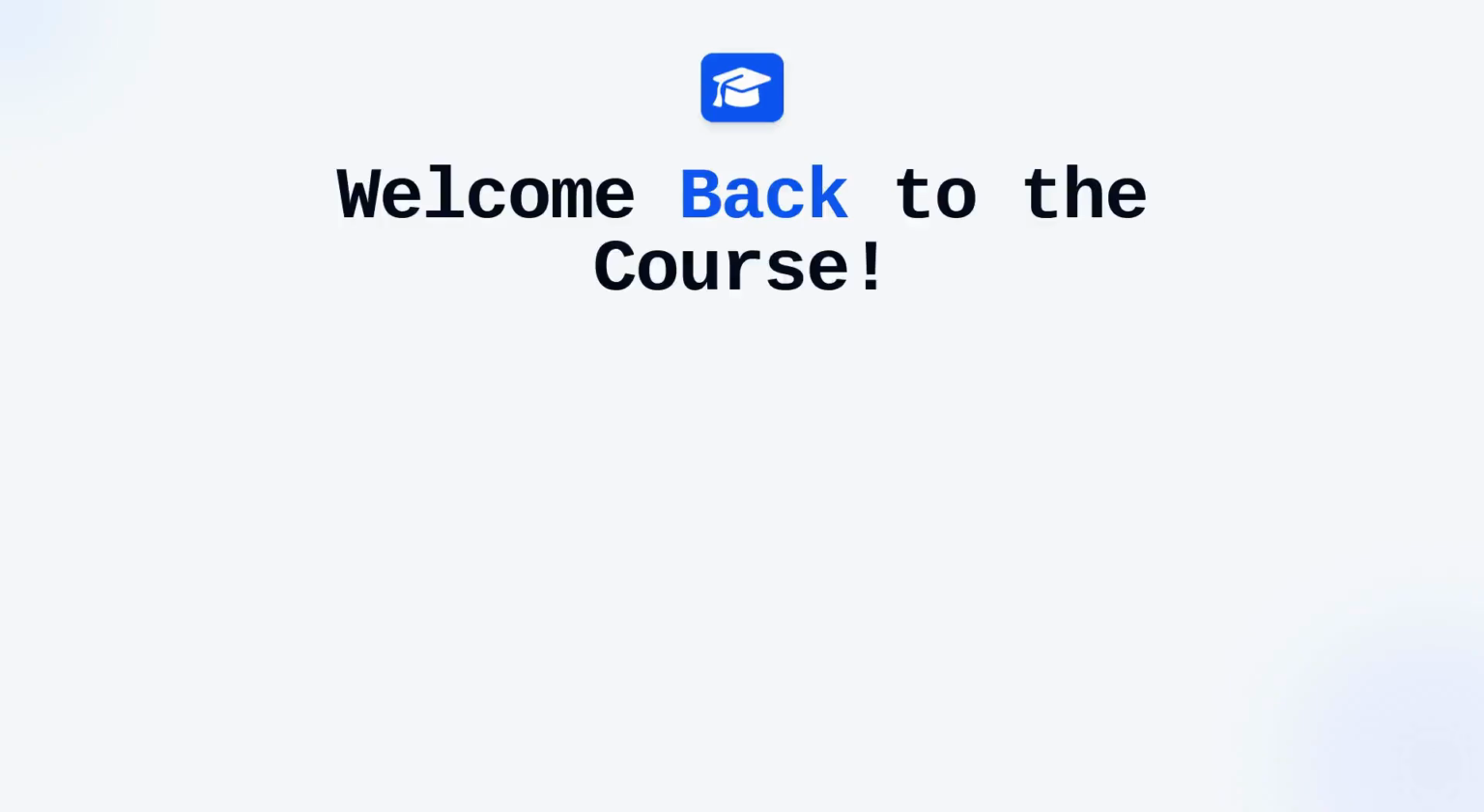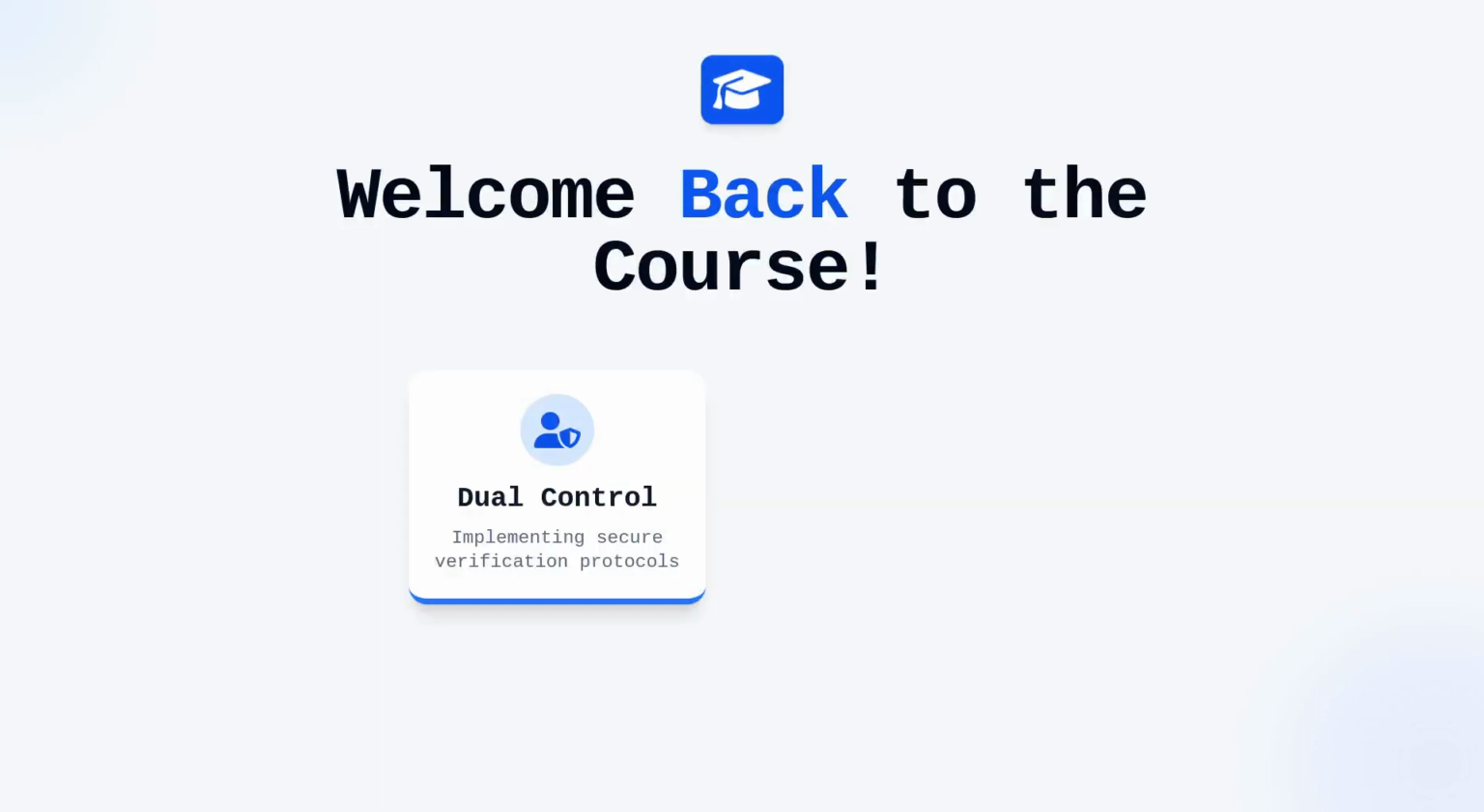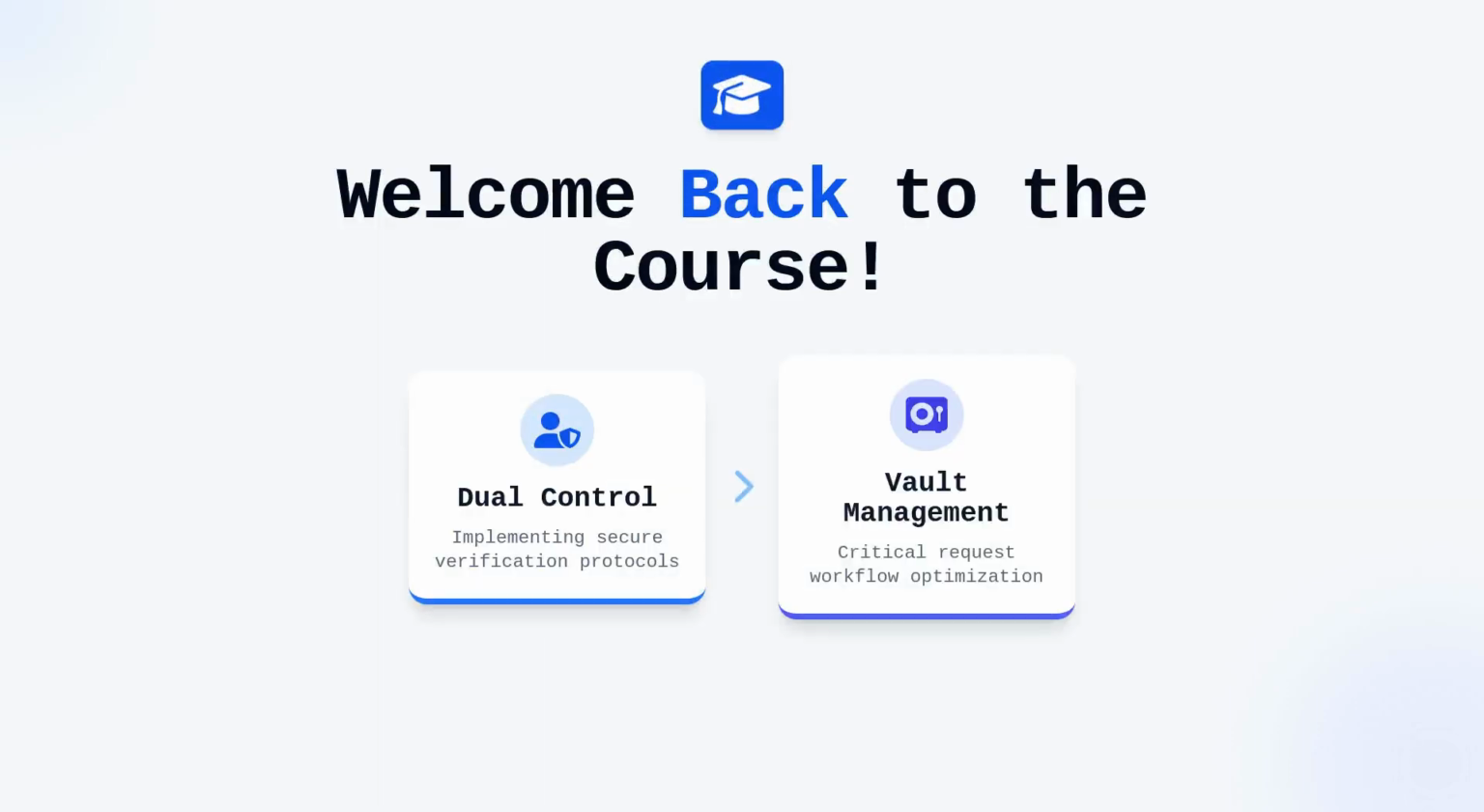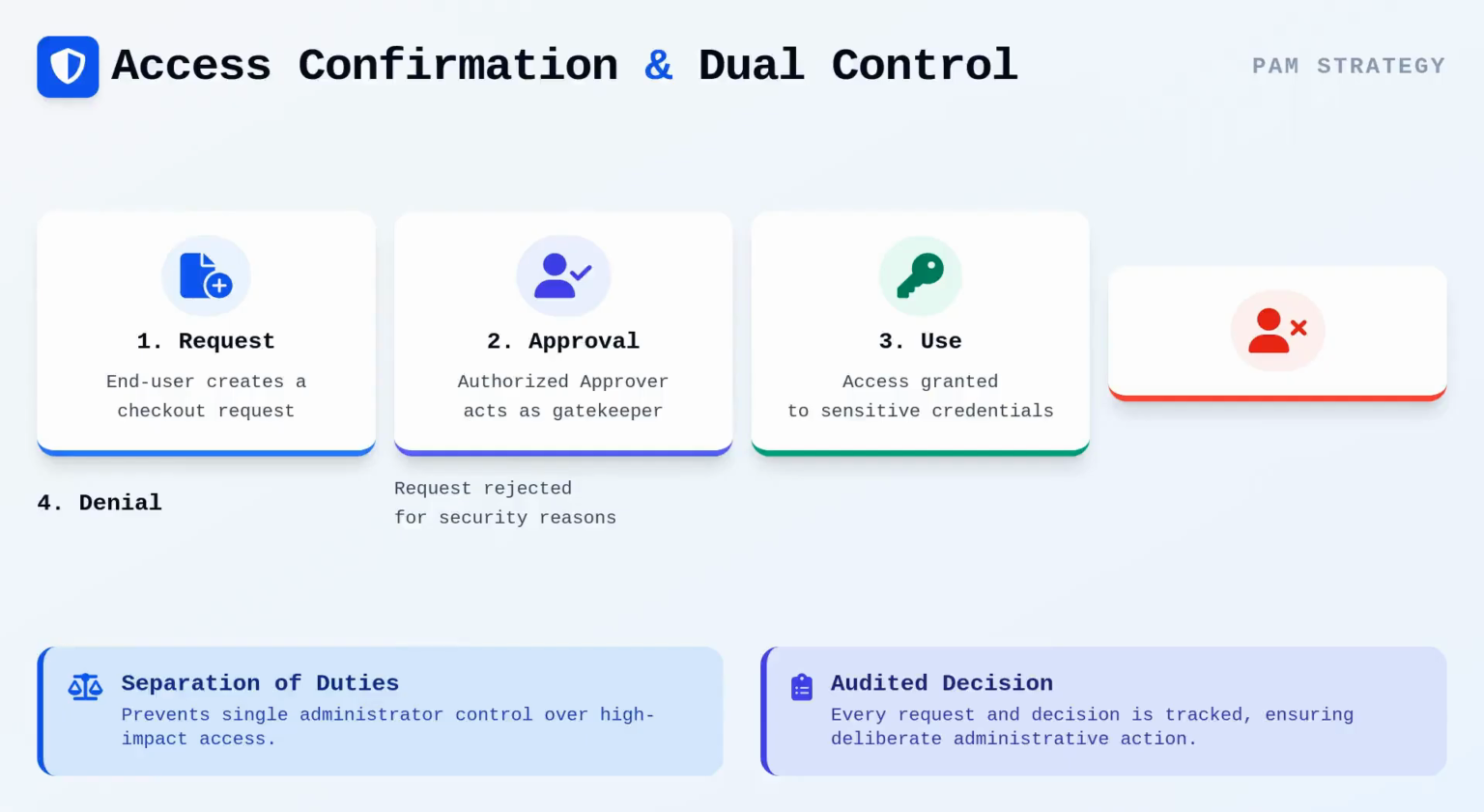Welcome back to the course, where today we focus on implementing dual control and managing the critical request workflows within the Vault. In this session, we will examine the mechanics of access confirmation, commonly referred to as dual control, and how it enforces a rigid separation of duties within your privileged account management strategy.